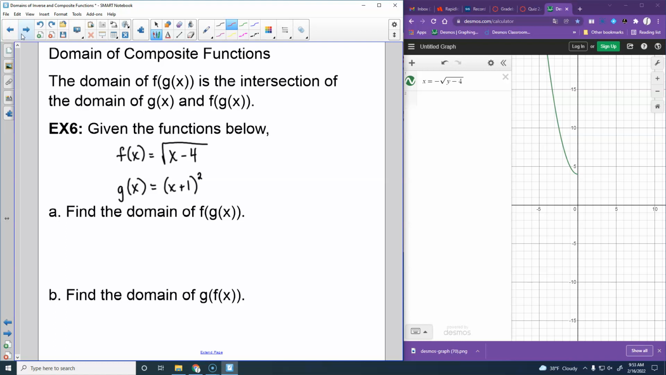Okay, so domain of composite functions. So the domain of f of g of x is the intersection of the domain of g and f of g of x. So let's talk about what that means here. And this is going to be mostly algebraic here.